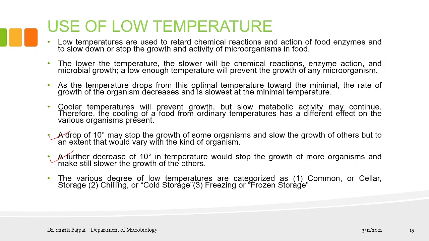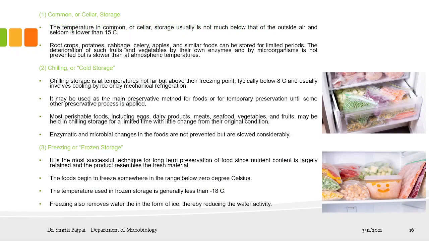Now how are we using the low temperature? We can use it as common storage, chilling or cold storage, and third is freezing or frozen storage. All these three are the categories for the use of low temperature for food preservation. Firstly, the common storage.